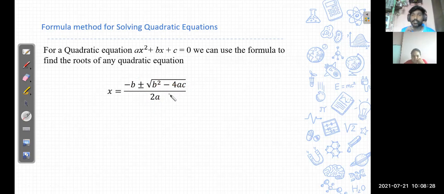So the formula is x = (−b ± √(b² − 4ac)) / 2a. Now, this is a very, very important formula. Even if you go to study higher mathematics, this formula will be used somewhere. So, minus b plus minus under root of b square minus 4ac upon 2a. You just have to substitute the values of a, b, and c in this formula and simplify. That's it.